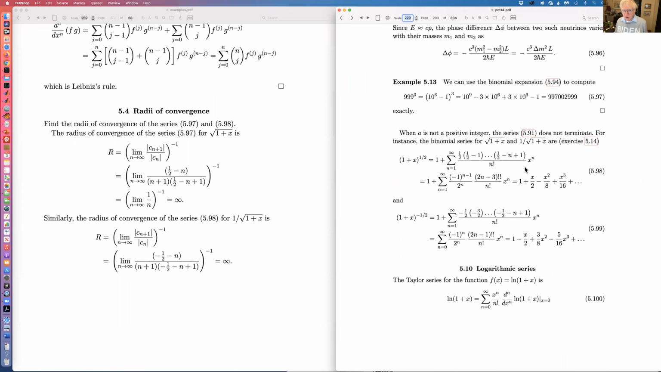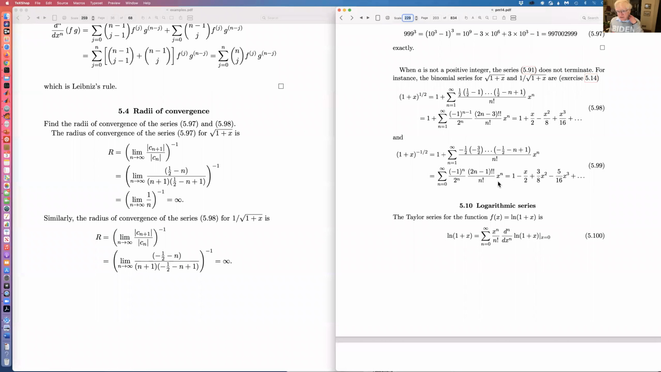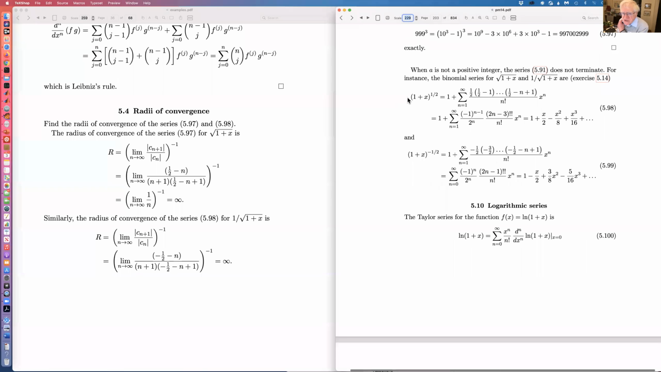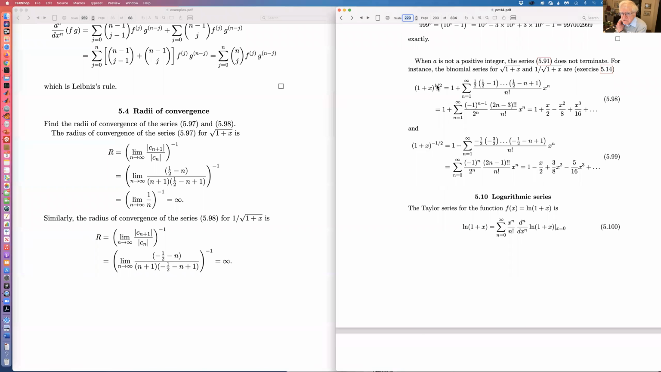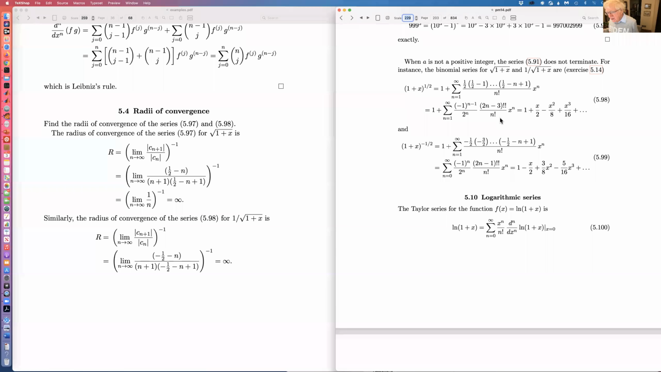Well, my page numbers are off by one, I added or deleted an equation. Here are the two series. This is a famous series for 1 plus x raised to the power 1/2, or the square root of 1 plus x, and 1 over the square root of 1 plus x. These are series that were derived in the book. What I wanted to show you is how to compute their radii of convergence.